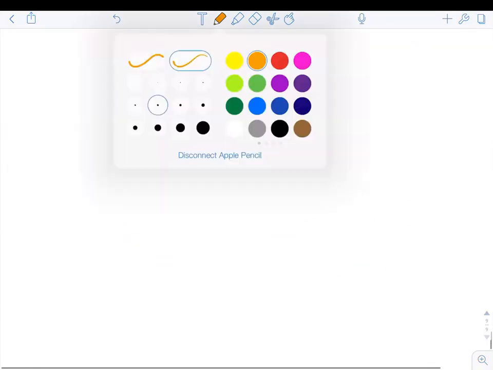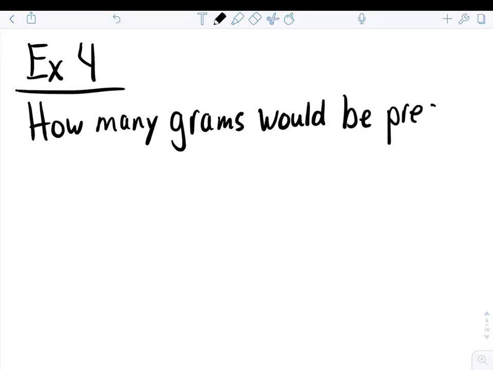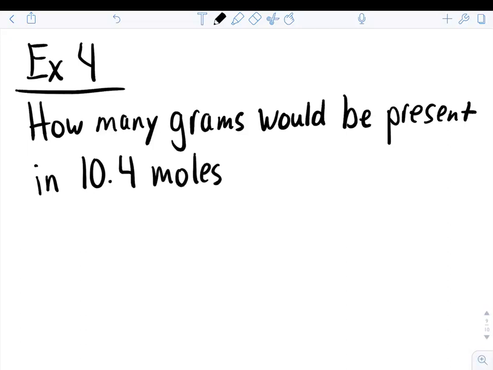Now, let's do an example of the opposite. Let's say that we're given moles and we need to convert to grams. So, example number 4 is how many grams would be present in 10.4 moles of AlOH3.